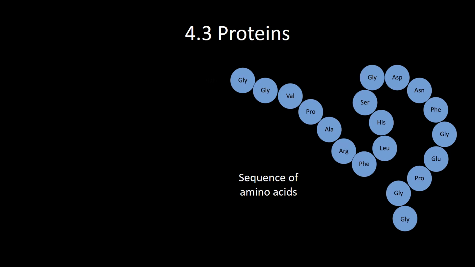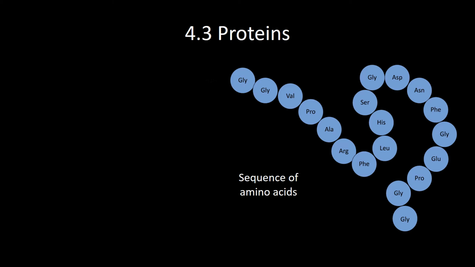So all proteins are made of amino acids. Amino acids are the building blocks of proteins. So what that means is a large protein is made beginning with a sequence of amino acids strung together. So what you're seeing here, glycine, valine, proline, alanine, those are individual amino acids, the building blocks strung together.